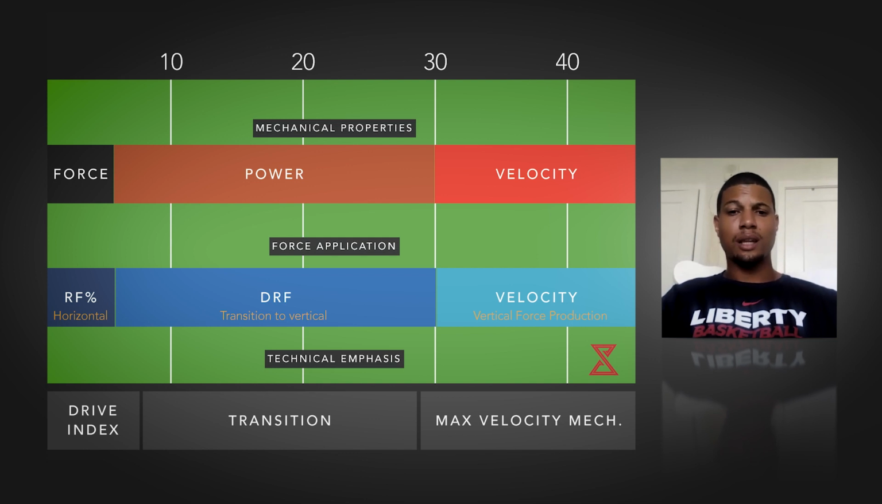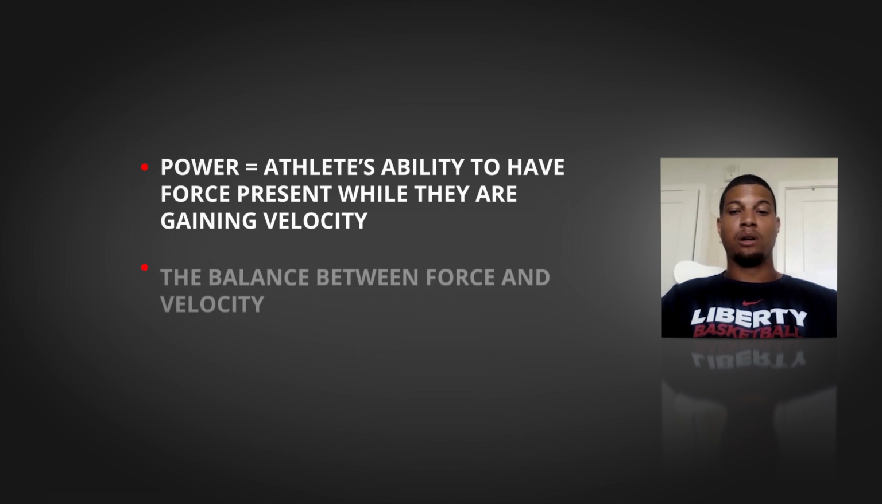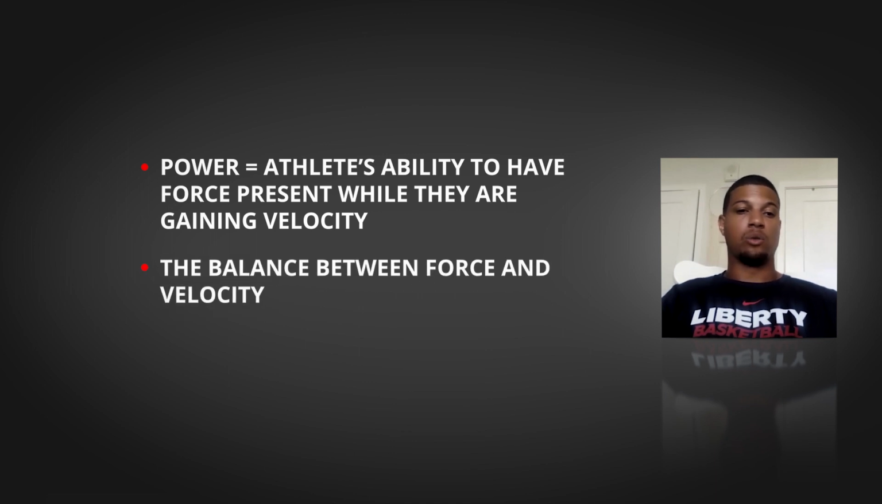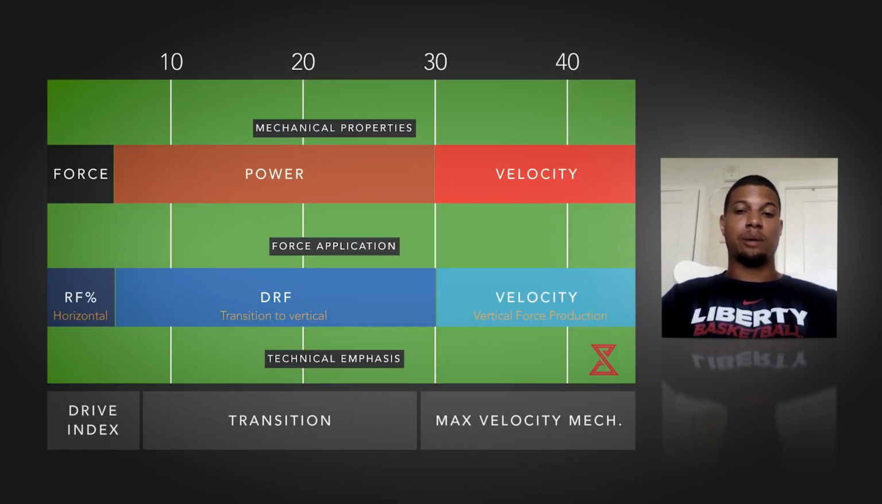The second quality we're looking at is power. So power to me covers literally everything from acceleration all the way through velocity. So it's an athlete's ability to have force present while they're gaining velocity. It's a mixture of the two. It's telling us about really the balance between the two qualities that the athlete has between force and velocity. So some athletes are more velocity-based power dominant. Some athletes are more force-based power dominant. They both can have the same power, same split time, but they're deriving it from two different directions.